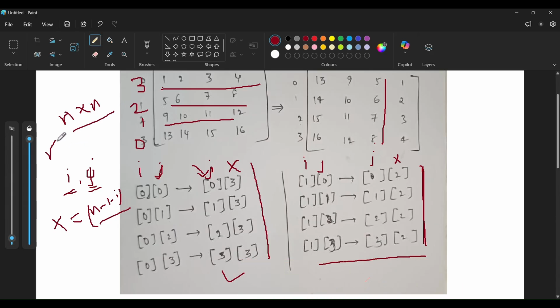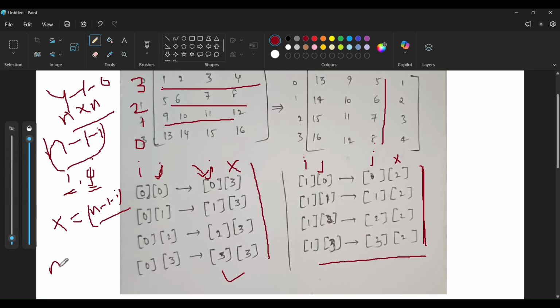So it is n minus 1 minus i. Here, what is n? It is 4, right? 4 minus 1 minus, for the first row i is 0, so we get 3. Here n minus 1 minus i, for the second row the i value is 1, so it becomes 2. Similarly 1 and 0, so the x value is n minus 1 minus i. Okay, I hope that is clear, right?